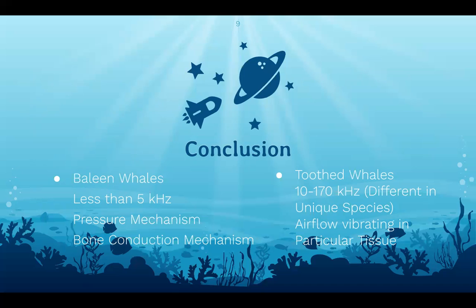There is another case where the sound production systems of these two whales are different. Although the core of both systems is based on vibration, baleen whales produce sound by the pressure mechanism and bone conduction mechanism. However, toothed whales conduct vibration via airflow through their special part. The sound systems of whales are amazing, and that is also the magic part of nature.